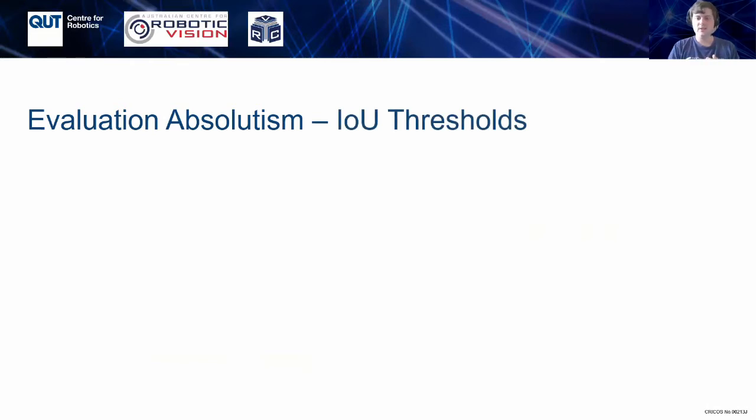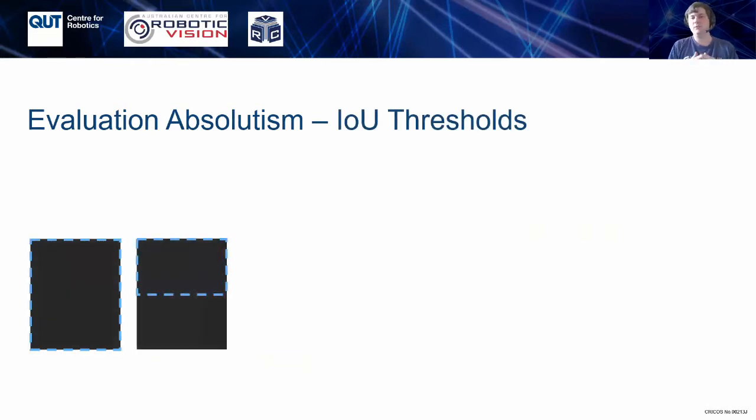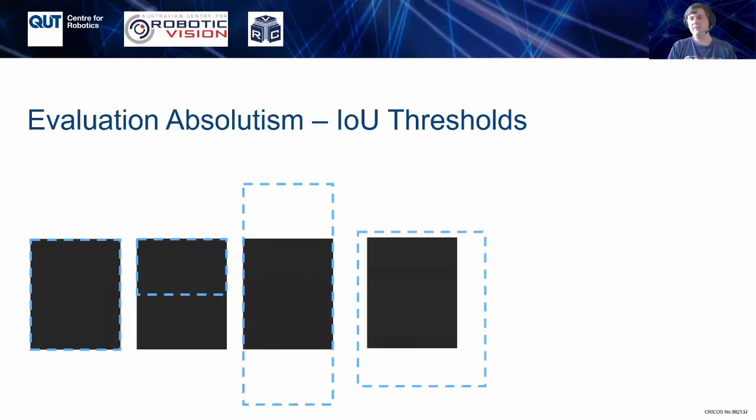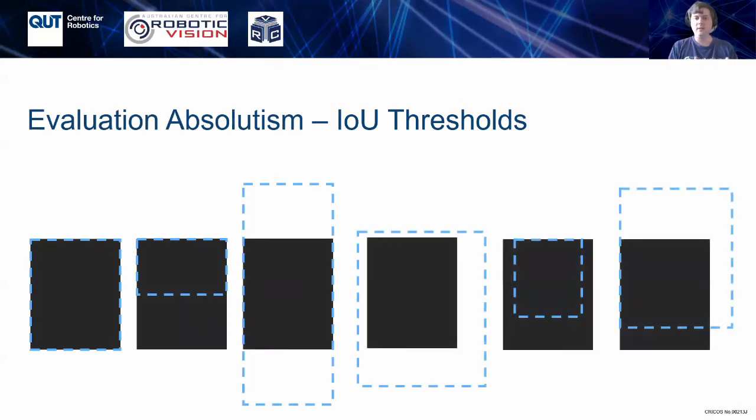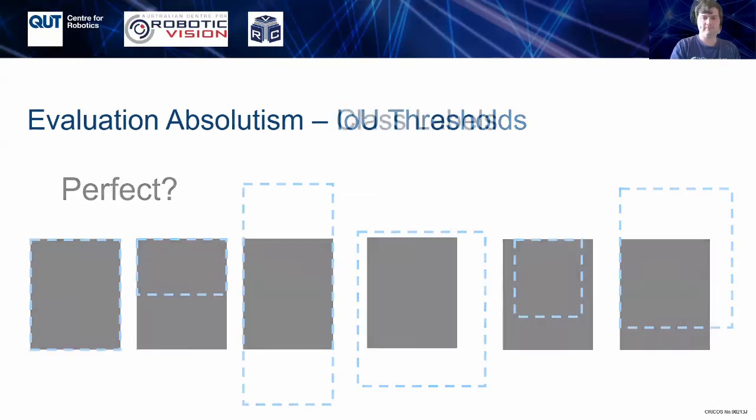For localization accuracy, this comes about in the form of IOU thresholds, where you can have multiple different detections on a given object, but if you've got a set IOU threshold, like say 0.5, all of these have to be considered as perfect. They are absolutely right, which in a robotic setting in particular can be a bit of an issue, because we want to be able to say for certain whether or not we are detecting an object particularly well, and whether we've got some wiggle room, etc.